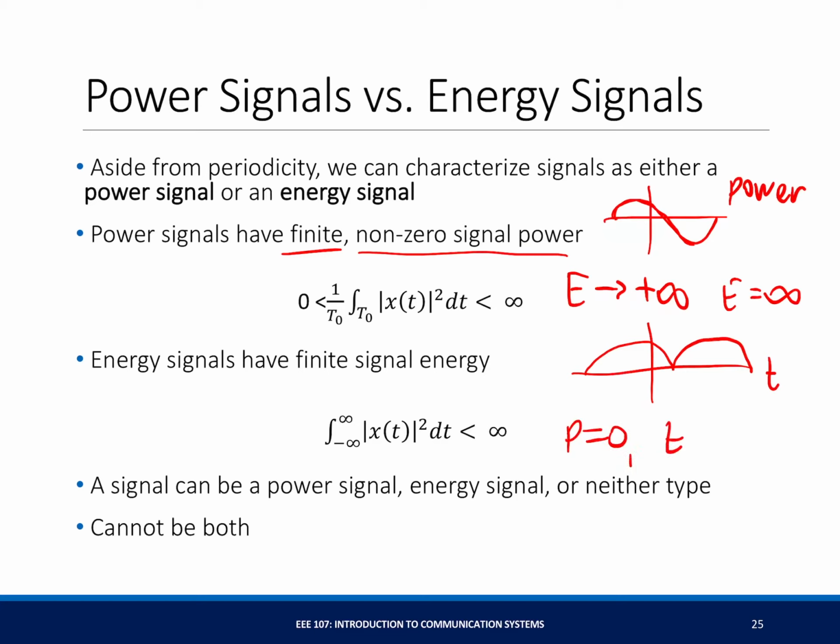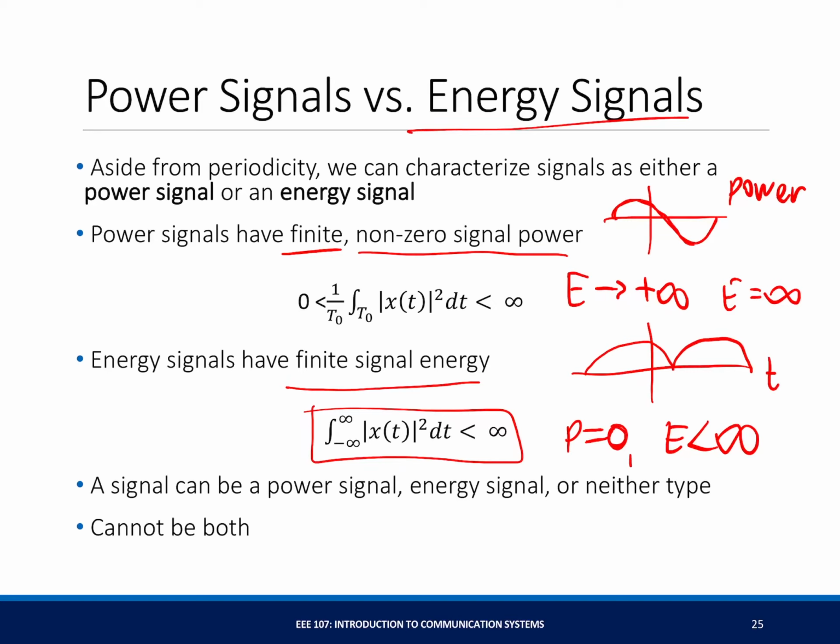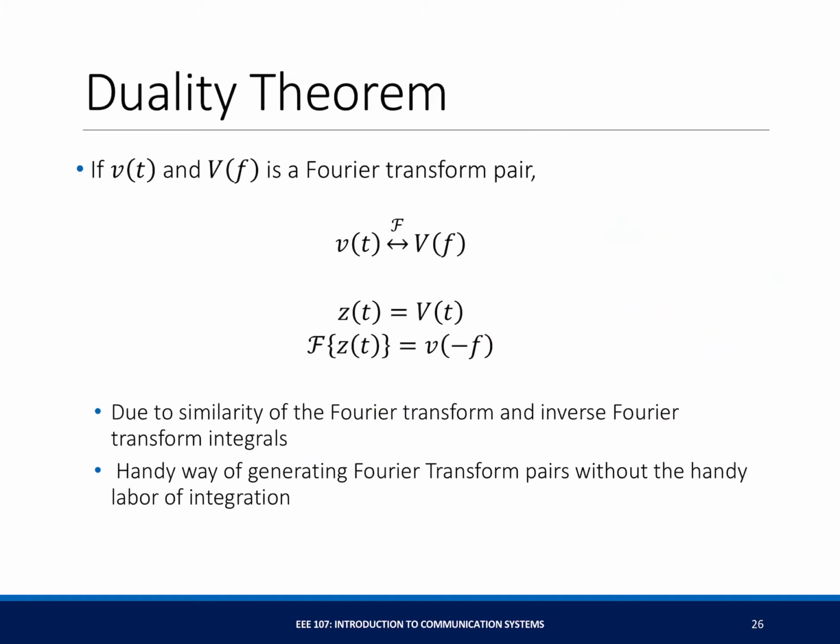Now, if your power is equal to 0, but your energy is less than infinity, then you have a finite signal energy, which gives rise to an energy signal. So a signal can be a power signal, an energy signal, or neither type. It cannot be both. So if you have a finite signal energy, you're already sure that the power is equal to 0. If your power is non-zero and finite, then its energy will be equal to infinity. And if its power is infinity, then it's neither a power signal nor an energy signal. So it cannot be both.